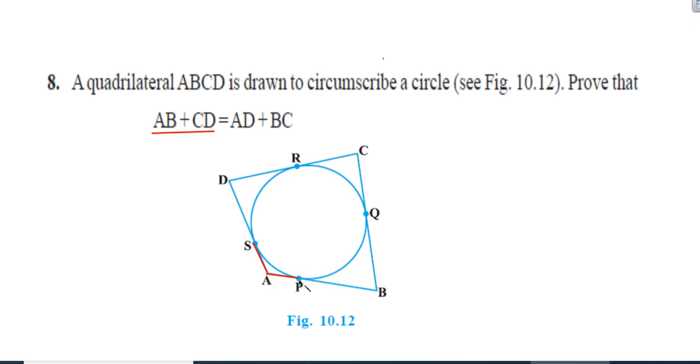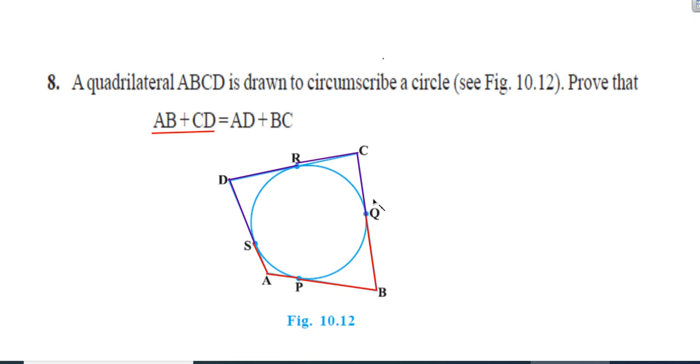Similarly, next you take PB is equal to BQ. Next you start with the DR. DR is equal to DS and RC is equal to CQ. For all these steps you can write it as tangents from an external point are equal in length. Now take all these equations as 1, 2, 3 and 4.